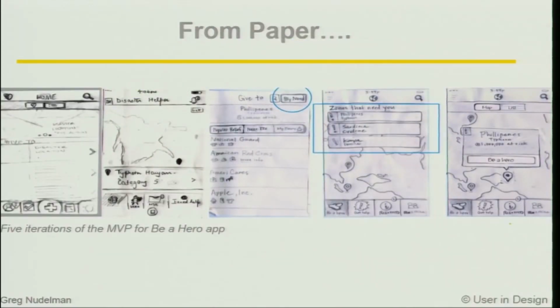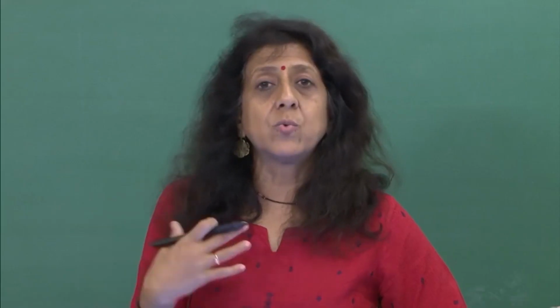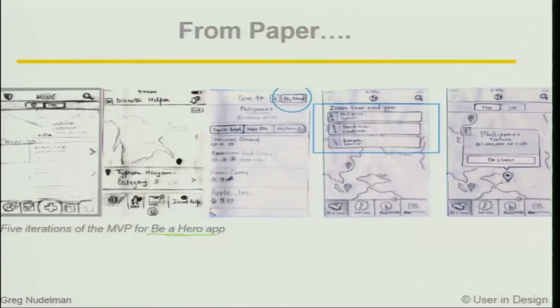So this is an example of a phone-based app that shows how it moved across from paper, and then I'll show you what the final app looked like. So this was a Be a Hero app, which was meant for people who wanted to donate in times of disaster, right? There's disasters around the world all the time. So at that time, I want to donate to some cause, some disaster. So this application, that is what it was being designed for.